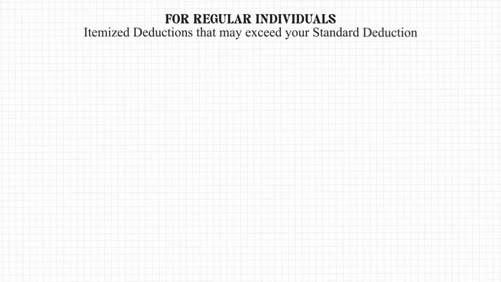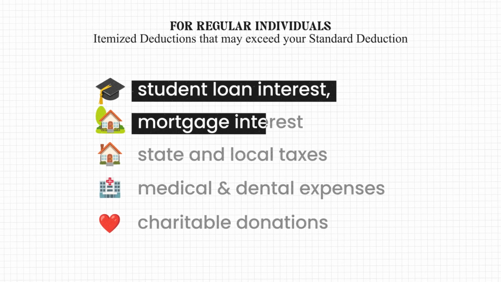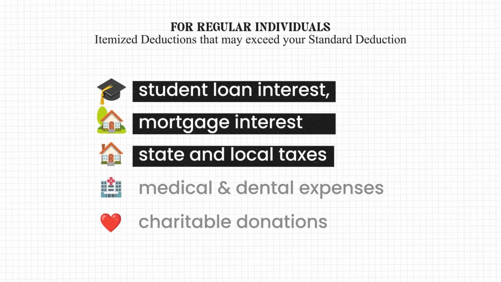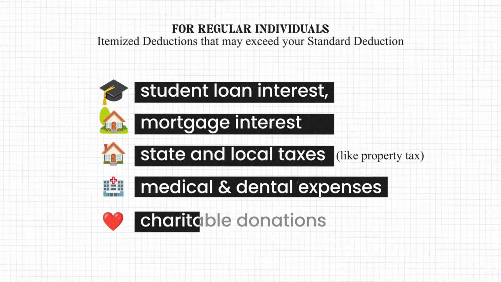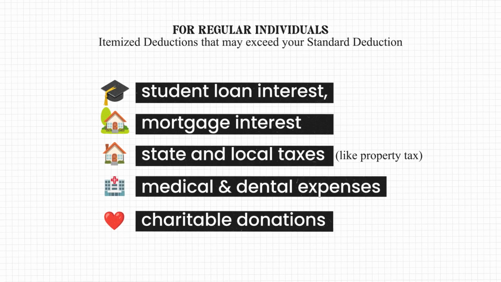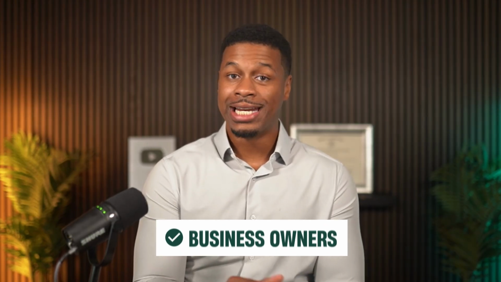For regular individuals, we're typically looking at itemized deductions that may exceed your standard deduction. So like the student loan interest deduction, mortgage interest, state and local taxes like property tax, medical and dental expenses you have, or donations you make, and so on. So many people have these expenses but fail to write them off on their taxes, and you don't want to be one of them.